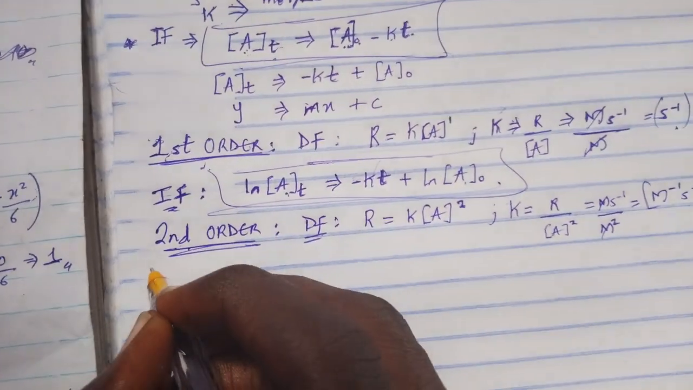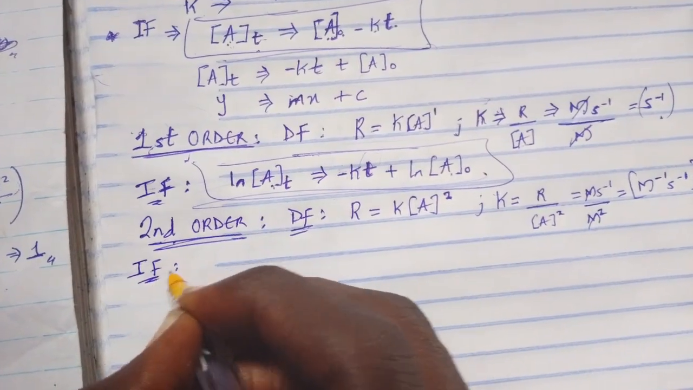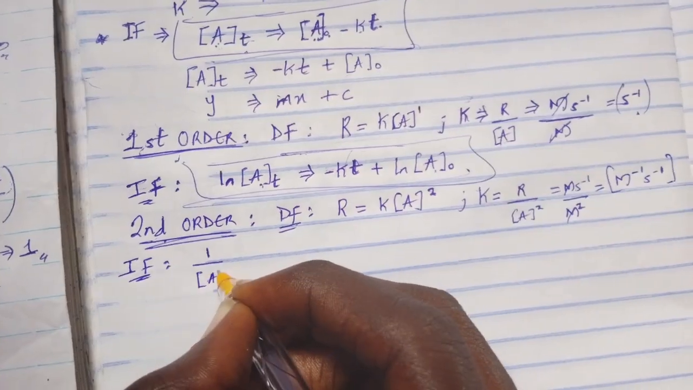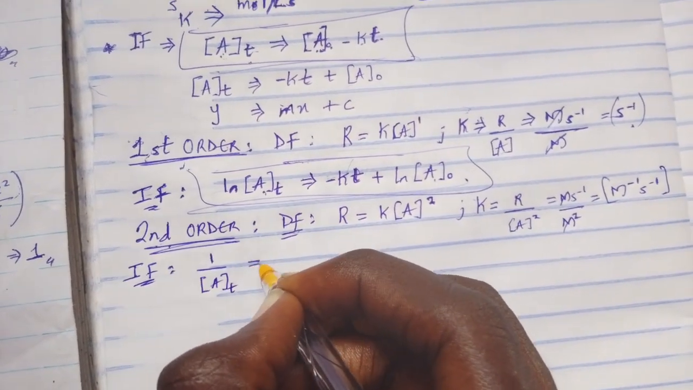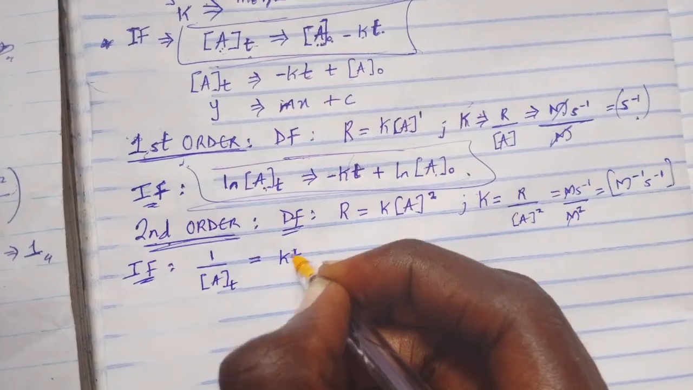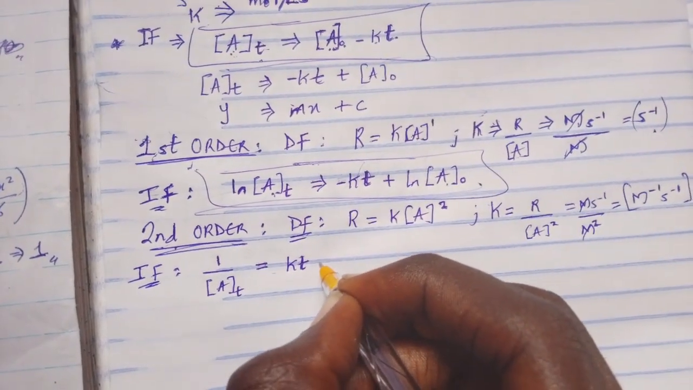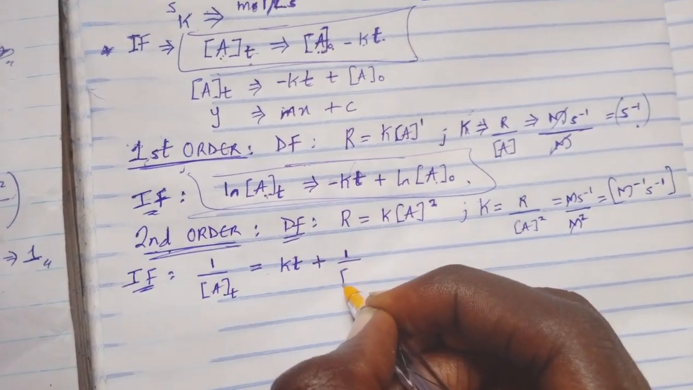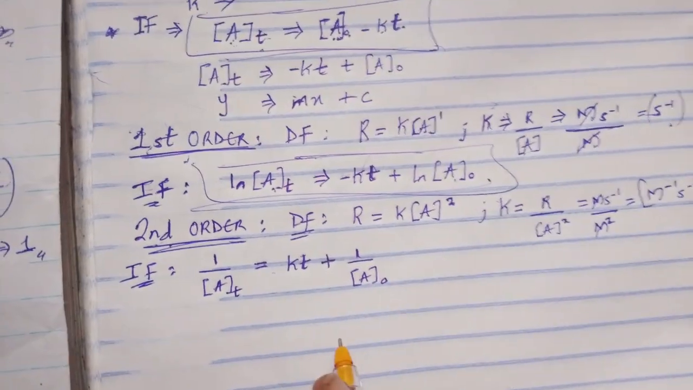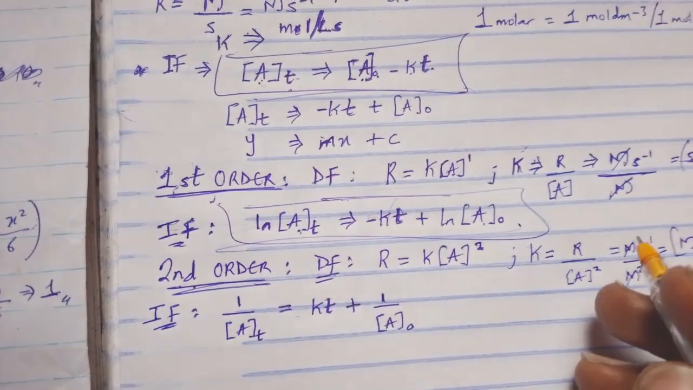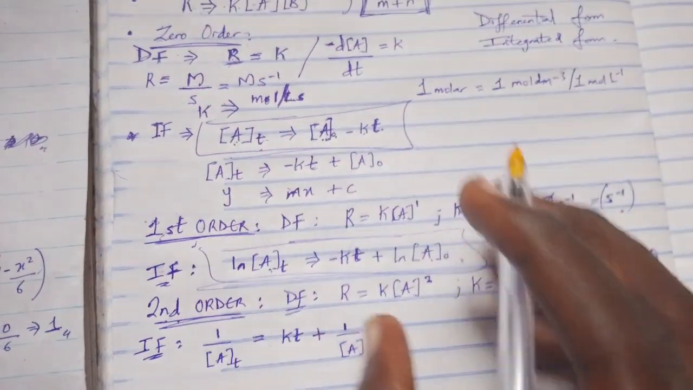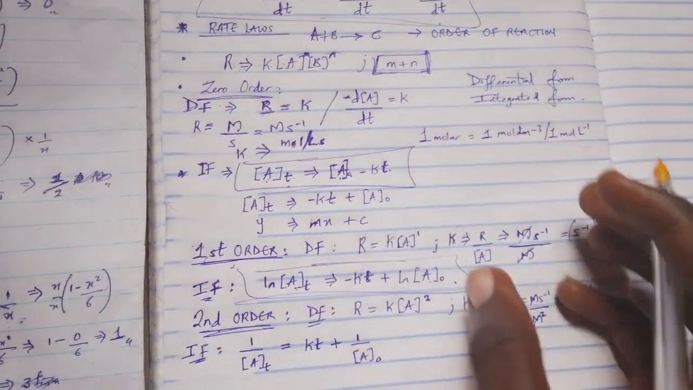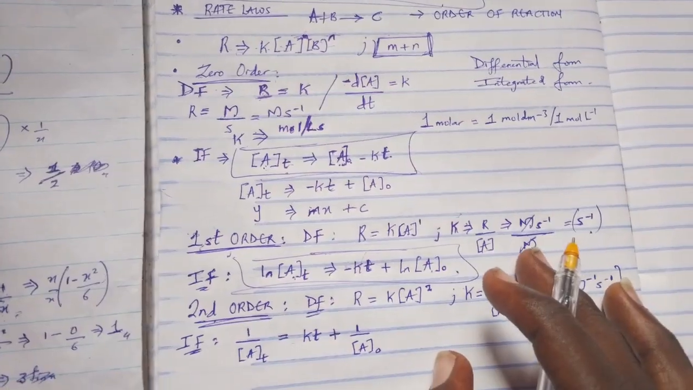Now for the integrated form, we simply have that it is 1 over the final concentration of the reactant equals Kt. It's only this one that does not have minus. The slope is simply plus. So plus 1 over the initial concentration. So this is what we have here. That's all we need to know basically that will help us in solving any problem under this particular topic.